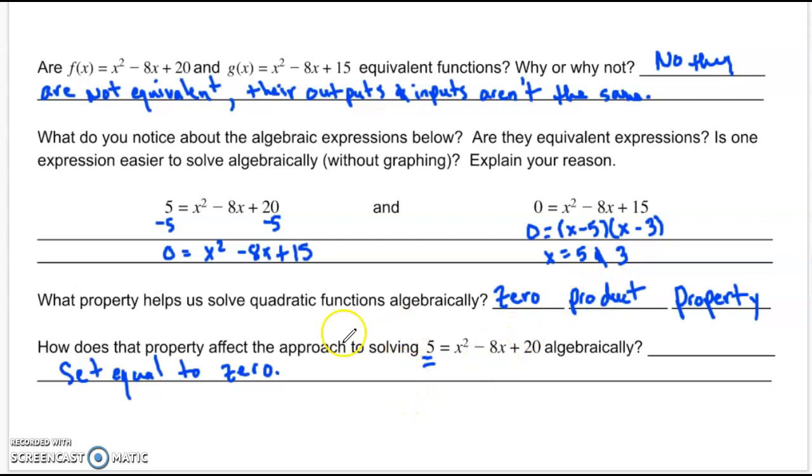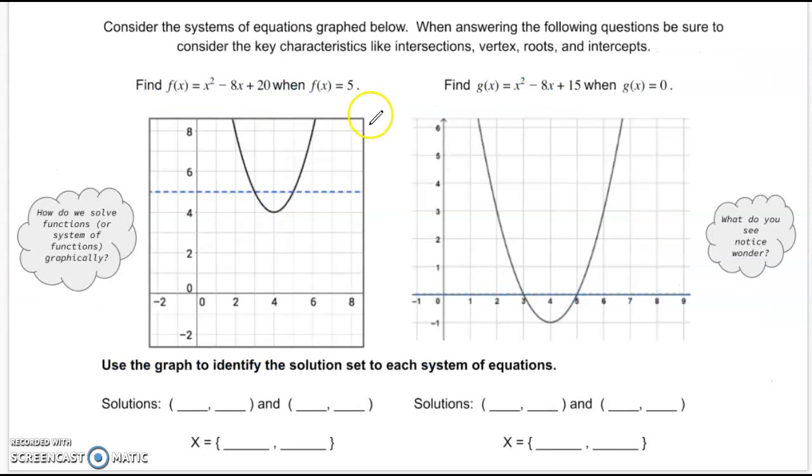Something else that you may have noticed, popping back over here to this slide, is that our parabola, x squared minus 8x plus 20, is a transformation of this x squared minus 8x plus 15. If you just go down 5, you get from f of x to this g of x over here. So going down 5, you have that transformation. So they are almost equivalent expressions. They're just transformed.